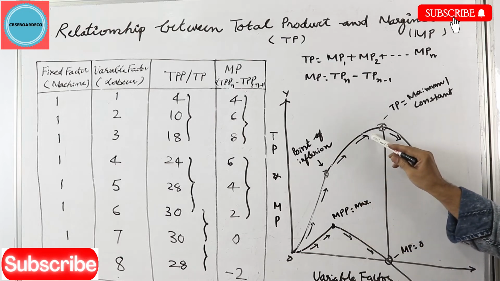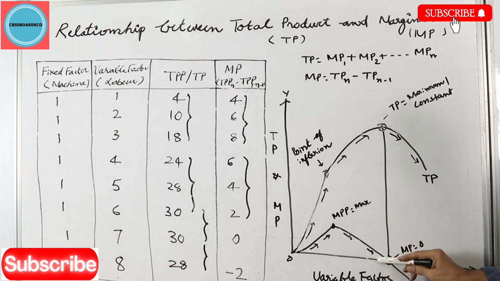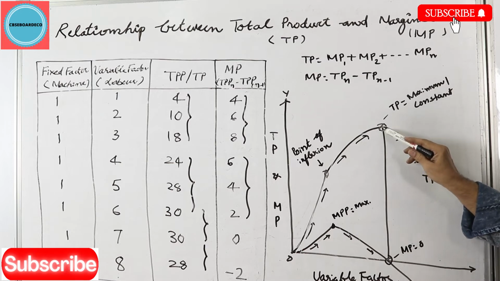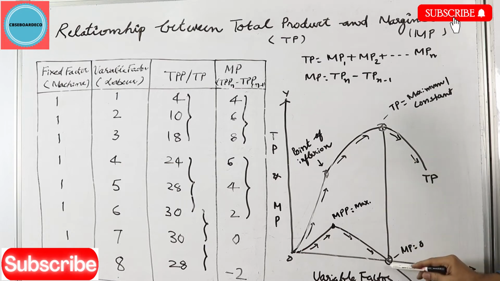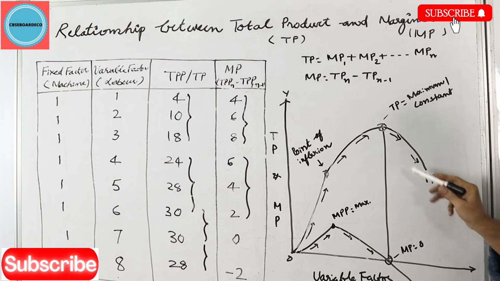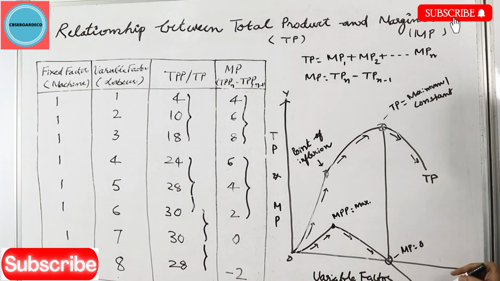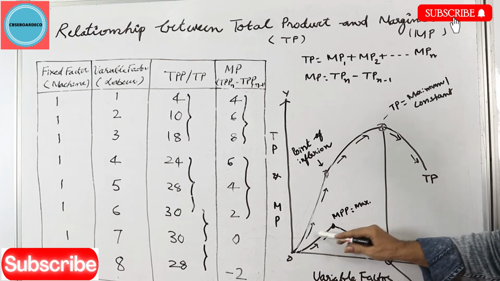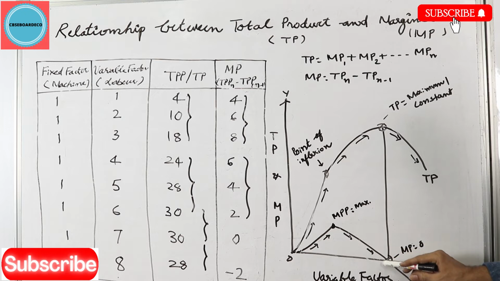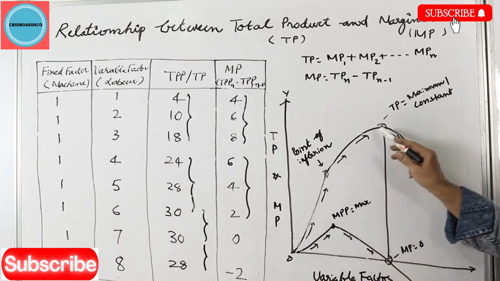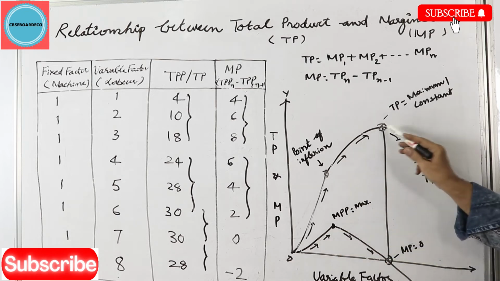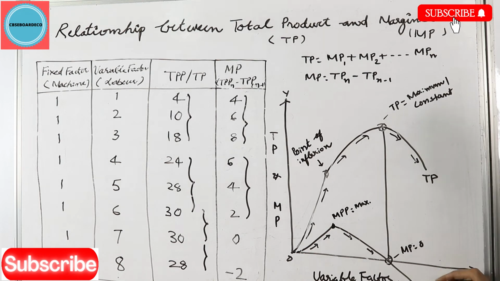When TPP increases at a diminishing rate, MPP declines. When TPP is maximum or constant, MPP is 0. When TPP declines, MPP is negative. When TPP falls, MP immediately becomes negative. Or from MP to TP: when MPP is positive, TPP is rising. When MPP is 0, TPP is constant and maximum. When MPP is negative, TPP declines.